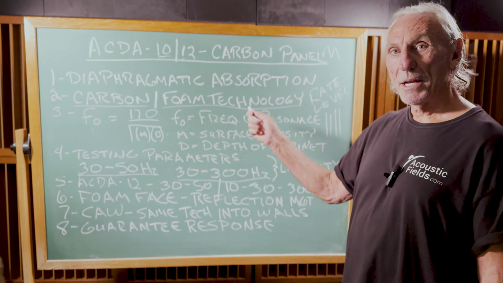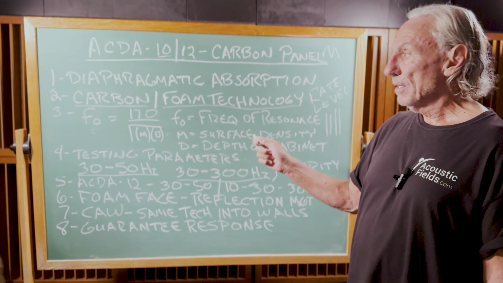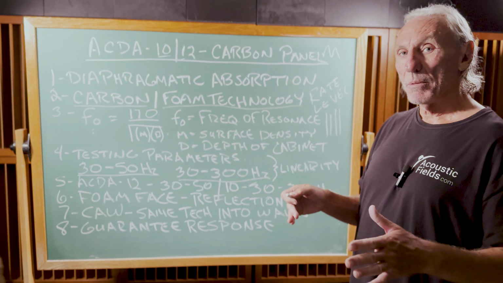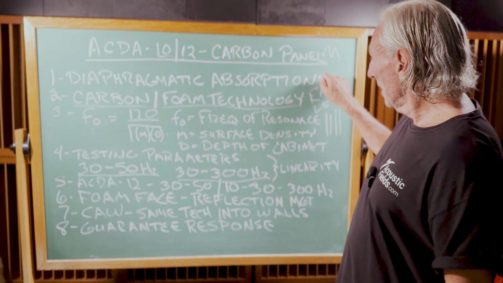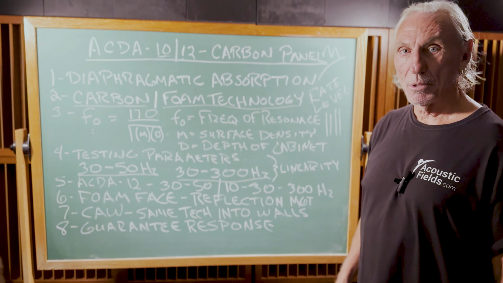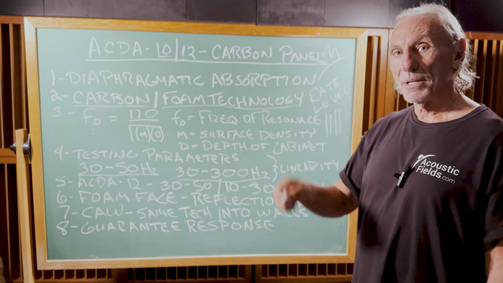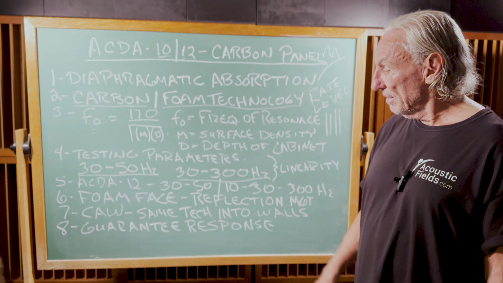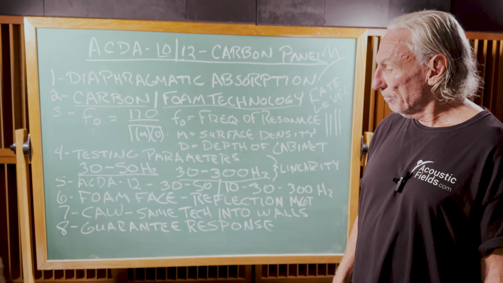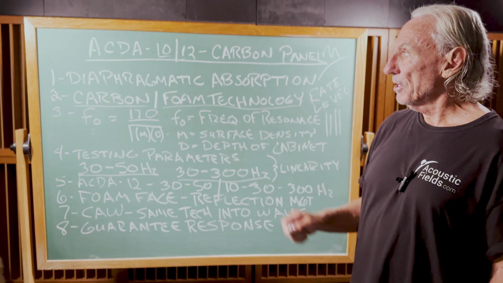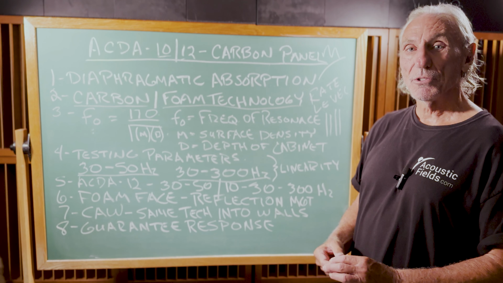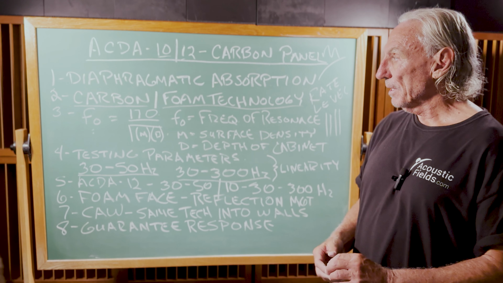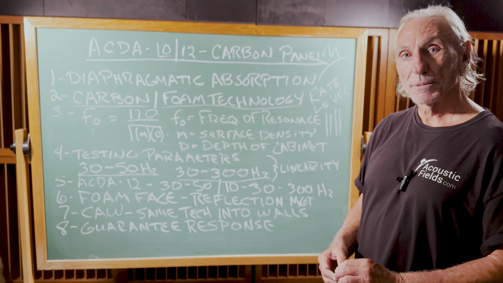So diaphragmatic absorption, the most powerful. The cabinet depth determines how low it goes. The carbon technology inside of it increases the rate of absorption. And you can see the linearity in both the ACDA series graphs and the foam performance. So this is our top of the line product. We sell a lot of these units. And I wanted to kind of break it down for people because we're getting a lot of questions about how it works.